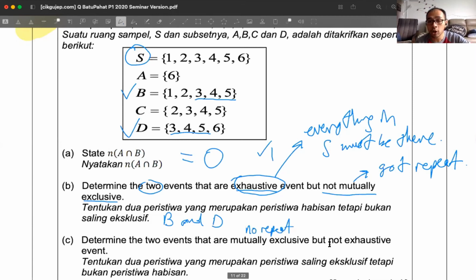Okay, but not exhaustive. Not exhaustive means you don't have to have everything. Remember, exhaustive is everything must be there. You must have 1, 2, 3, 4, 5, 6. But not exhaustive means you don't have to have.